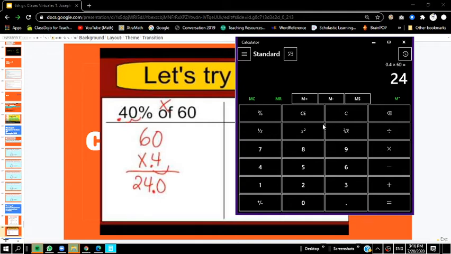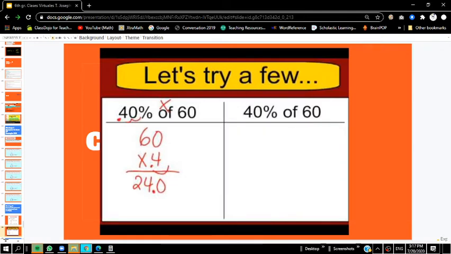24 is the same thing as 24.0. For example, I put 24.0 equals 24. It's the same exact thing, okay? All right, let's go to our next problem.